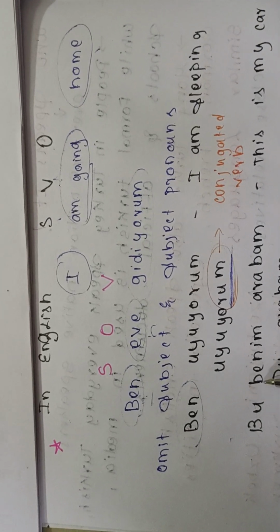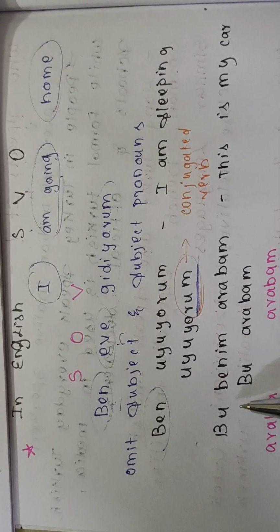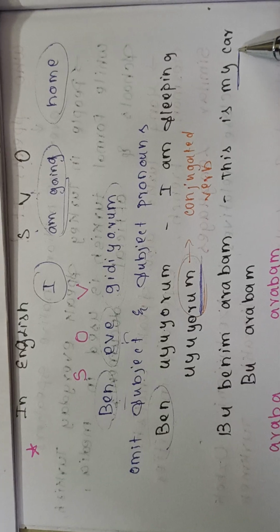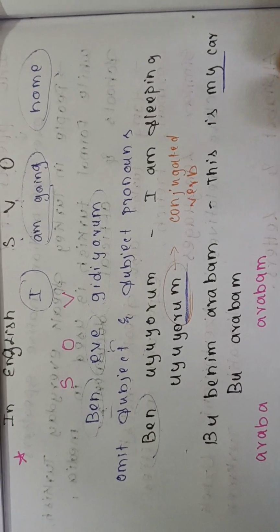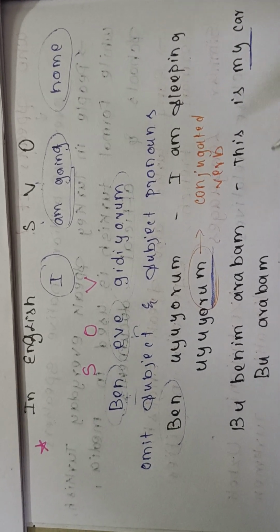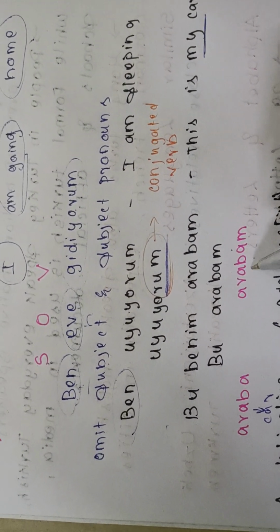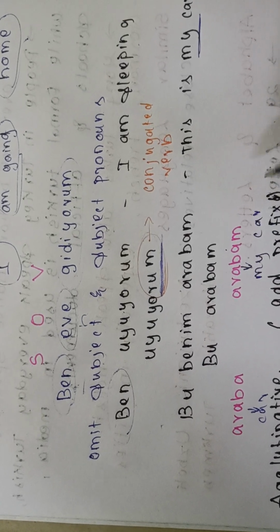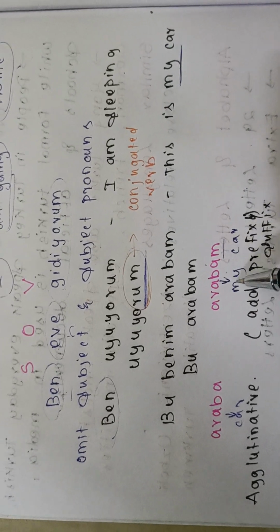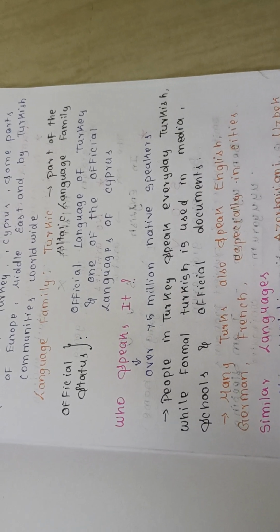The same holds for possession. For example, Bu benim arabam, which means this is my car. You can also say Bu arabam, because araba means car and arabam means my car. I think you can understand the possessive, my car, arabam. So it gives possessiveness.